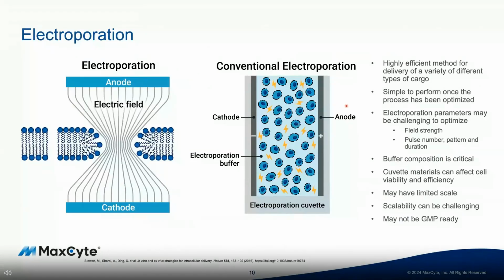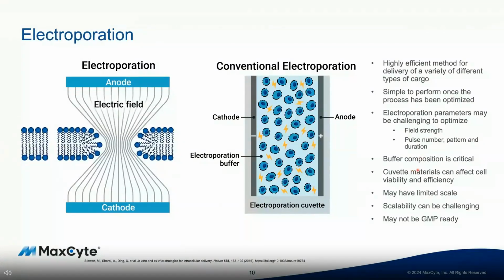If the process is optimized and you consider the field strength, which is the voltage applied, the pulse number, pulsing pattern, and duration of that pulse, you can get highly efficient delivery into the cell. But if you do this too strongly, you could irreversibly damage the cell membrane too. So it's really important to have a balance with all of these parameters to give you both efficiency and cell viability. Buffer composition can be important, where different instruments might have different buffers for different cell types.